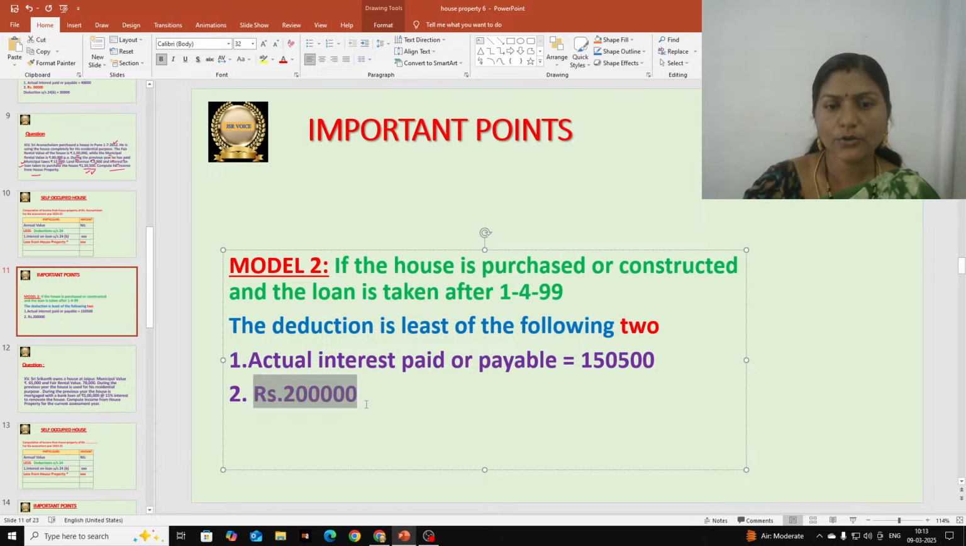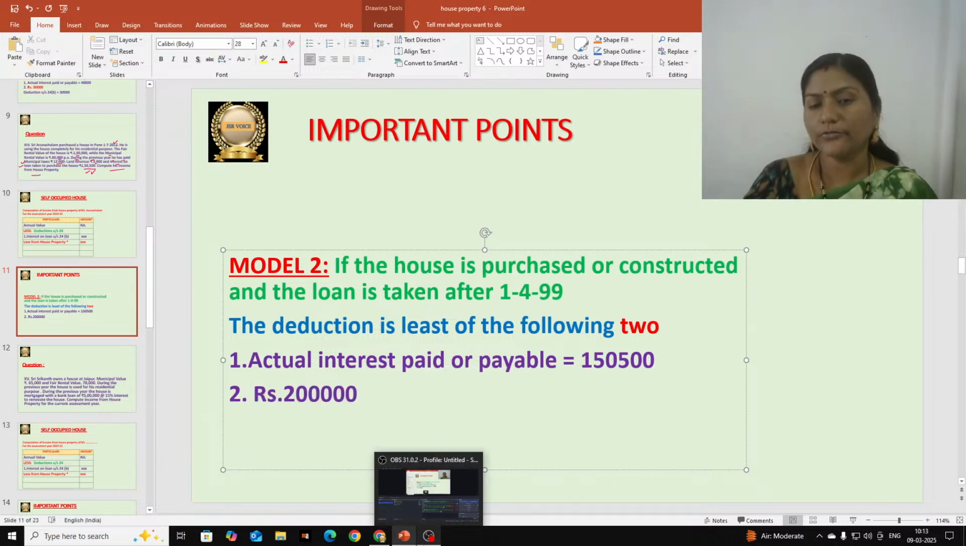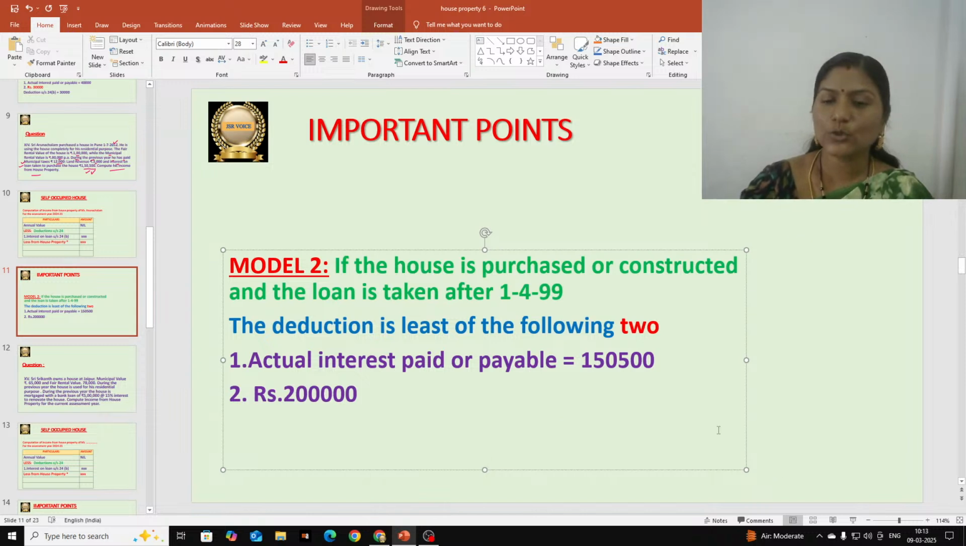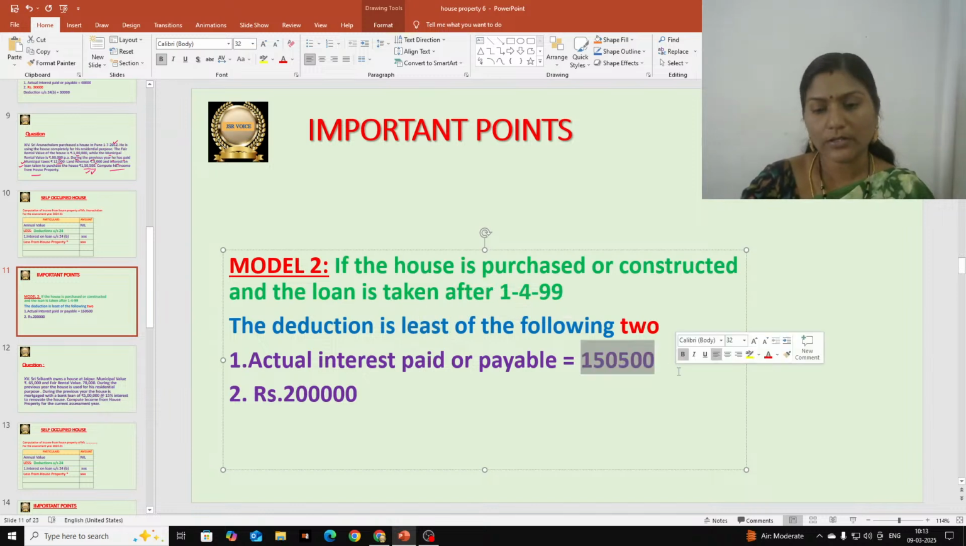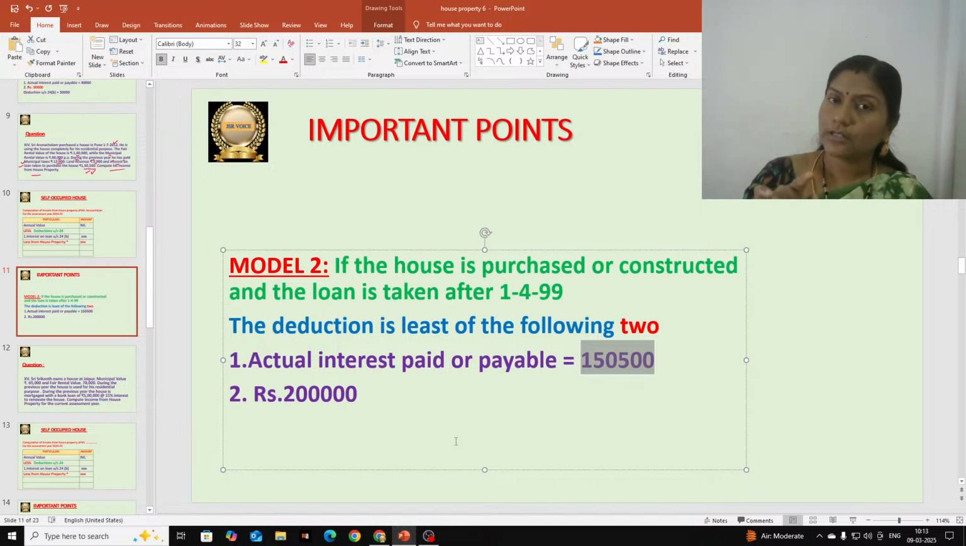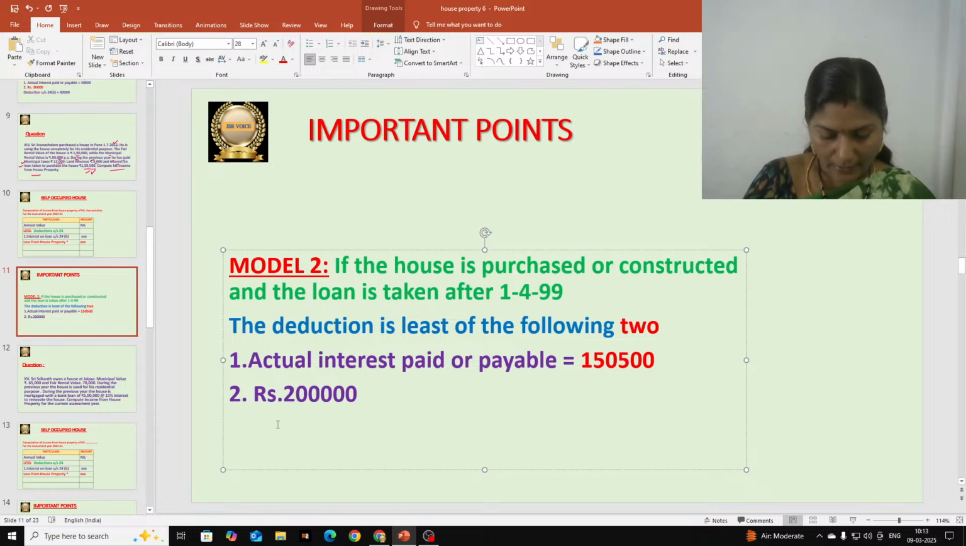Next, second item is rupees 2 lakhs. You tell me out of these two which is actually least one, because we should select least one only. Okay, so which is the least one? 1,50,500. So this we are going to select. In your notes you have to circle it. Whatever you select, you have to circle it. Okay, draw one circle around that amount. But here I am changing the color of that. So I am selecting 1,50,500.